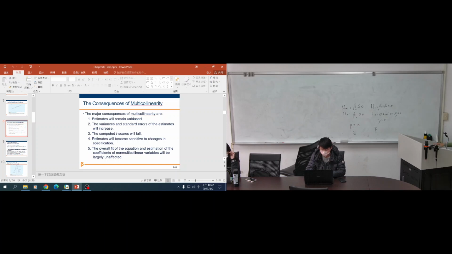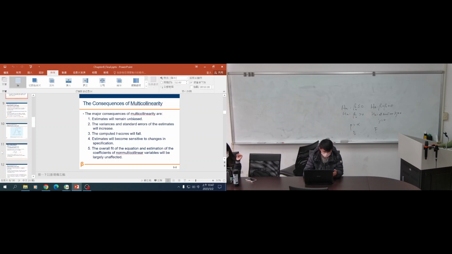So this is what we call the consequences of multicollinearity. And there's one example from our textbook, and there's no data set. So in that case we need to look at the textbook, but I think I have the PowerPoint here. So let me show one part of the result.